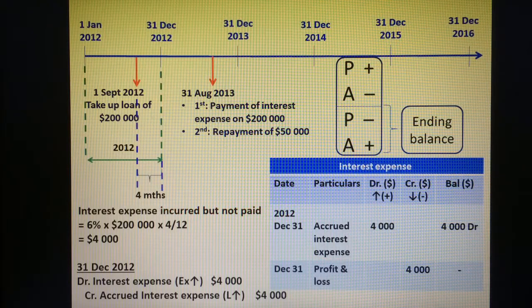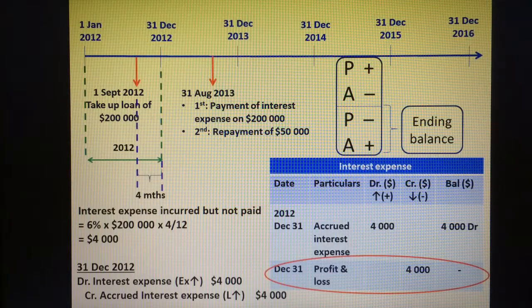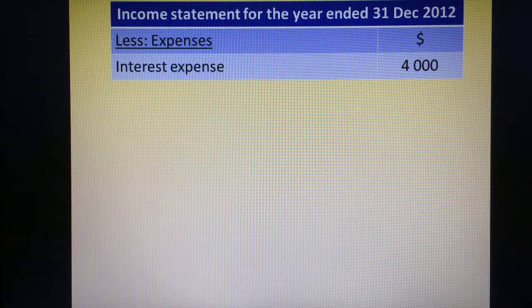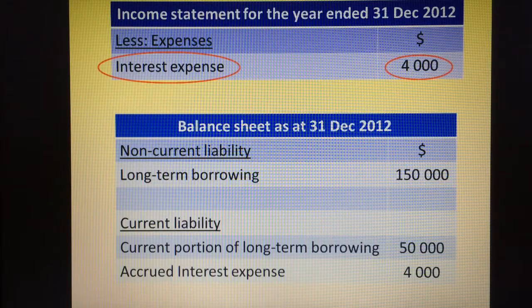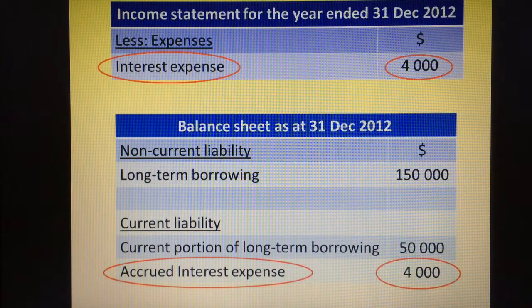At the end of 31st December 2012, the $4,000 interest expense is transferred to the profit and loss of the income statement. The income statement for the year ended 31st December 2012 will look like this, with interest expense of $4,000. The balance sheet extract as at 31st December 2012 will look like this, with accrued interest expense of $4,000.